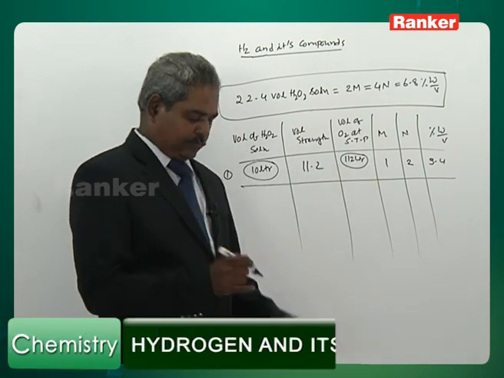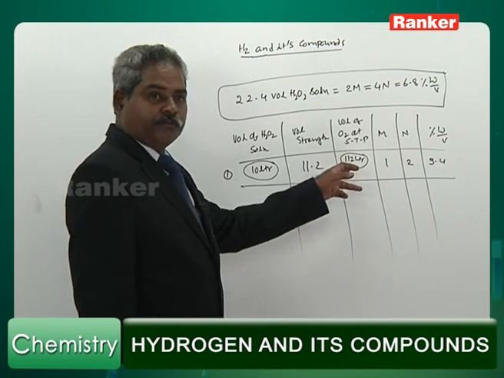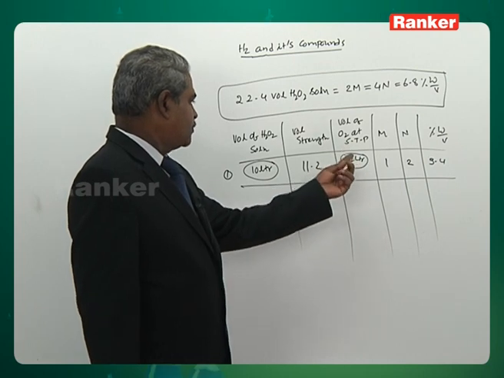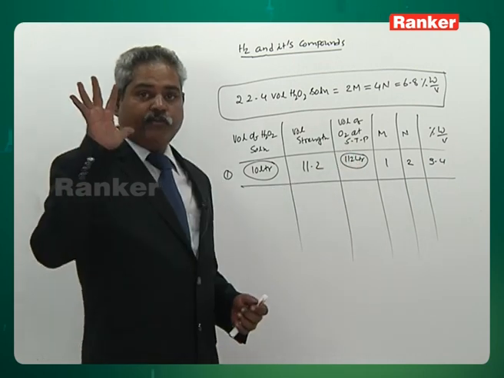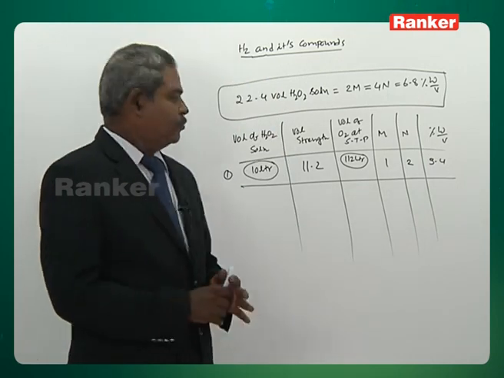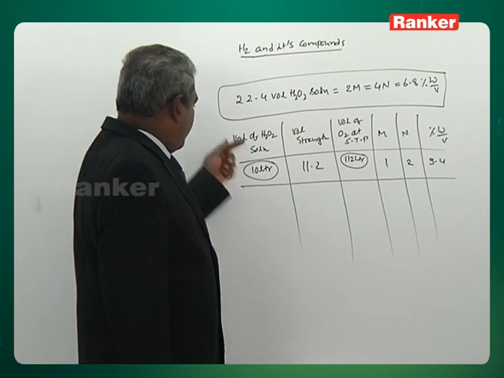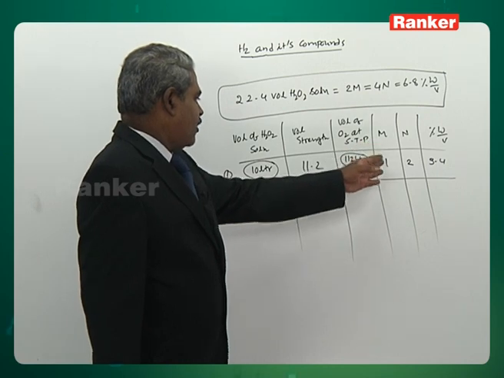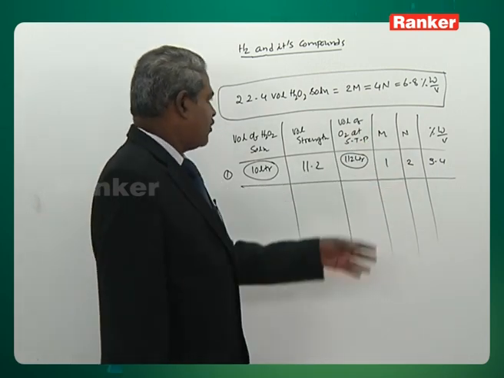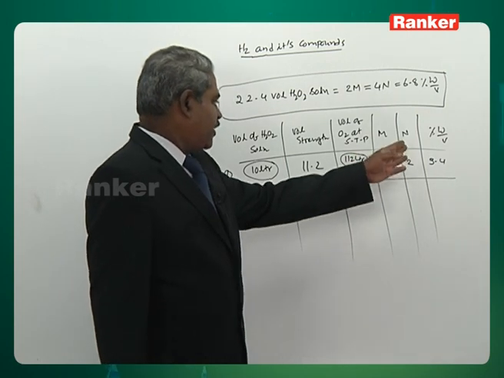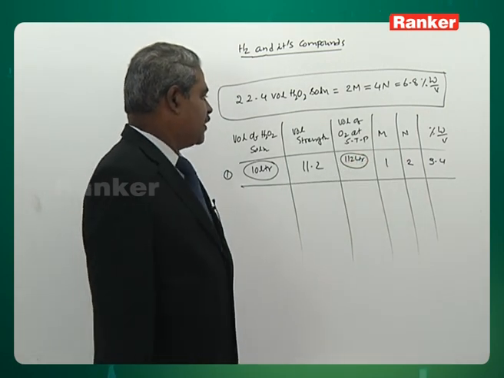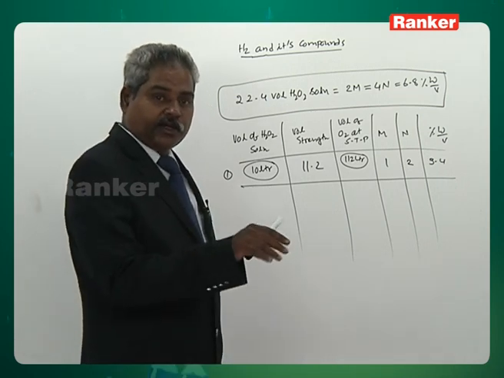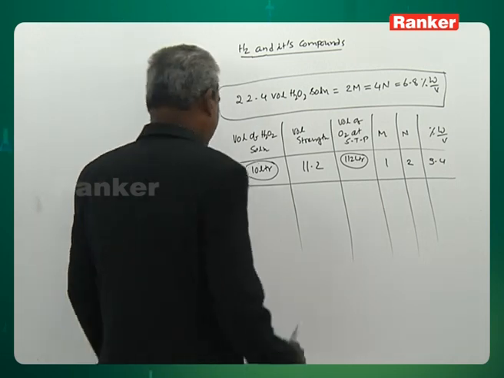So, make sense once again. This is what is given, 112 liters. 112 liters means 112 by 22.4. This is 5 moles, 5 mole oxygen. To get 5 mole oxygen, you need to have 10 mole H2O2. 10 mole in 10 liters. So, 1 mole in 1 liter, that is molarity, number of moles in 1 liter. 1 mole per liter. 2 equivalents per liter, 1 mole is 2 equivalents. And of course 1 mole means 34 grams. 34 grams in 1 liter, 3.4 grams in 100 ml.